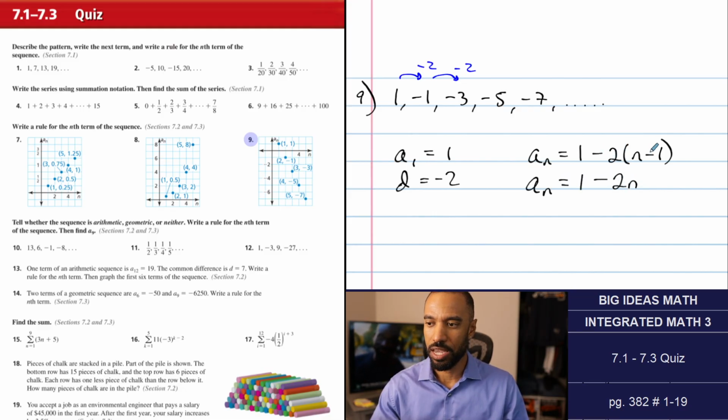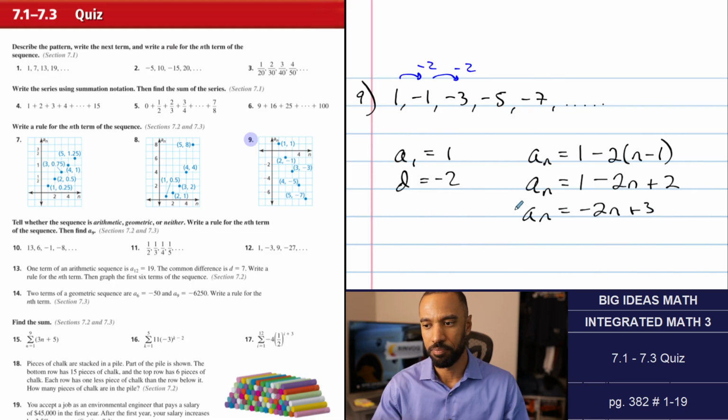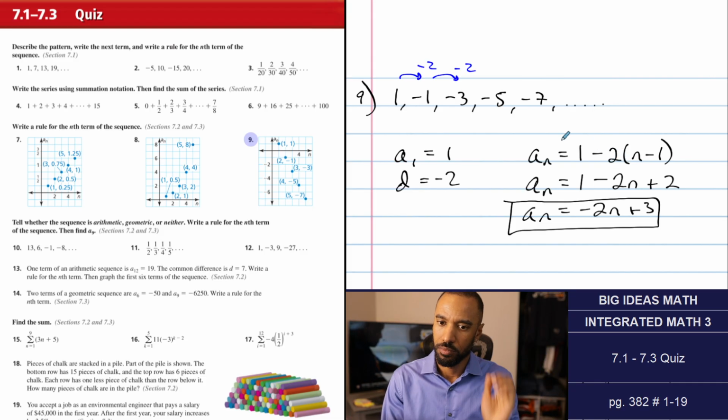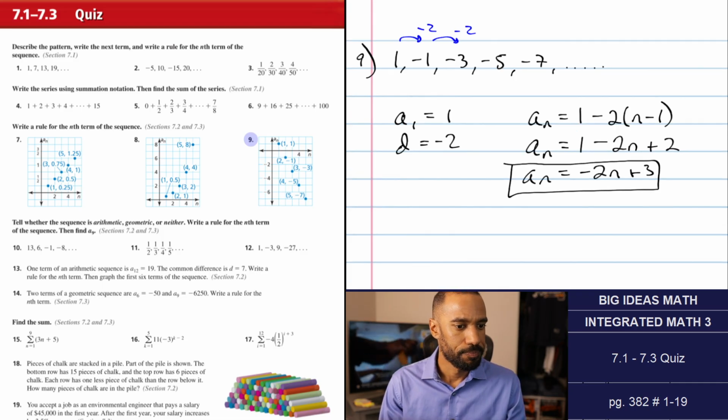Distribute a -2 here. -2 times -1 is a +2. 1 plus 2 is 3. You get -2n plus 3 as a simplified version of what we'd be saying there. Okay. Number 10, 11, and 12.